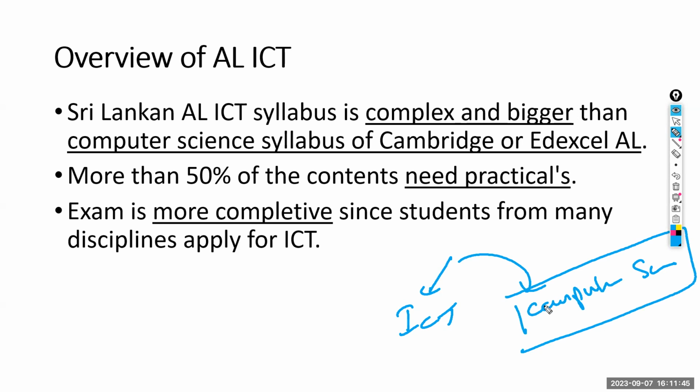Now remember, ICT is a common subject, so anyone can do it. But usually computer science is for science students, students doing something like maths and physics. Then maybe they can do it without doing chemistry or something like that. But then they have the ICT syllabus, which is common. Anyone can do it, such as commerce students, art students, and anyone.